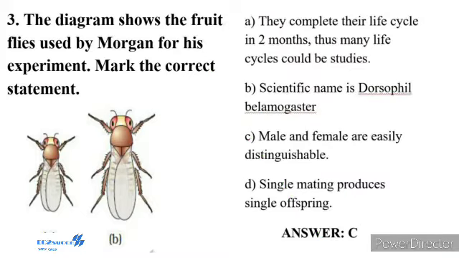Question number 3. The diagram shows the fruit flies used by Morgan for his experiment. Mark the correct statement. Shown in the diagram, Drosophila melanogaster. A male, B female. Sutton and Boveri argued that the pairing and separation of a pair of chromosomes would lead to the segregation of a pair of factors they carried. Sutton united the knowledge of chromosomal segregation with the Mendelian principle and called it the chromosomal theory of inheritance.